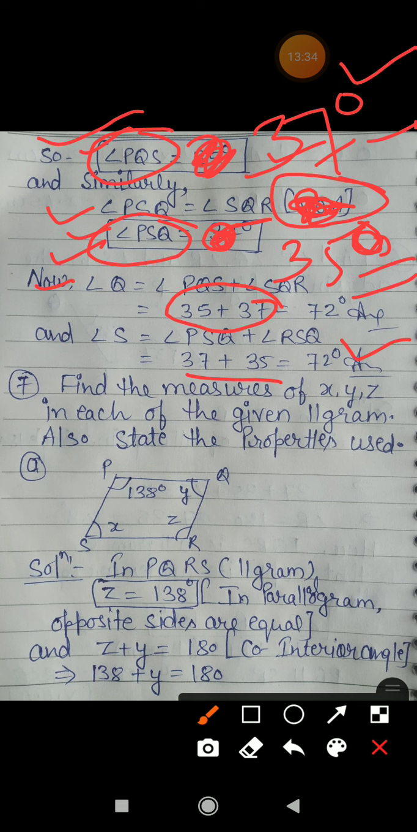Now we have to explain the next question of this exercise. 7th question: Find the measure of x, y, z in each of the given parallelograms. Also state the property used. So you have this figure PQRS, and then you have to find the value of y, z and x, and this question is solved with the property of a parallelogram.